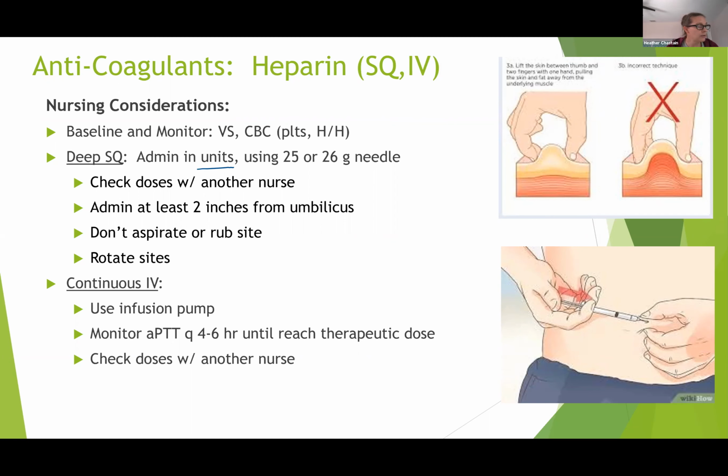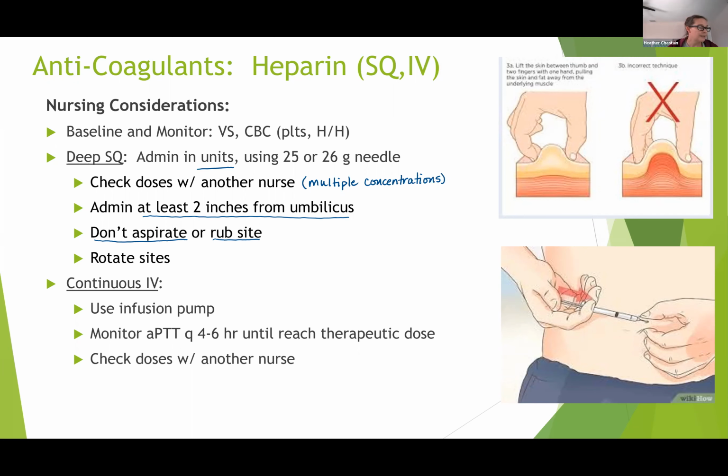Check the dose with another nurse because there's multiple concentrations. You want to make sure that you're using the right concentration, you're using the right dose. You want to administer at least 2 inches from the umbilicus. Very important. You do not want to aspirate because that will cause bruising, or rub the site because, again, will cause tissue damage and bruising. So don't do that. You want to rotate sites.